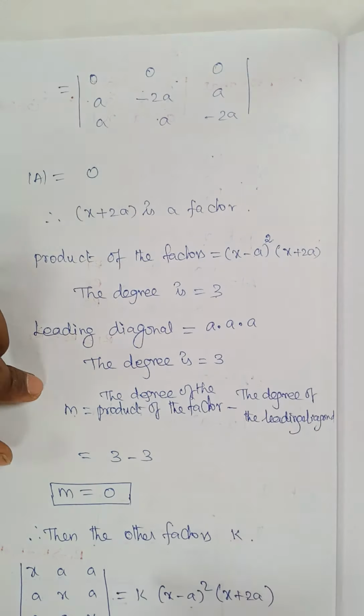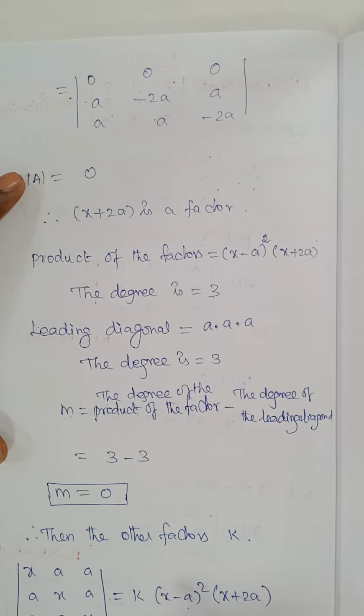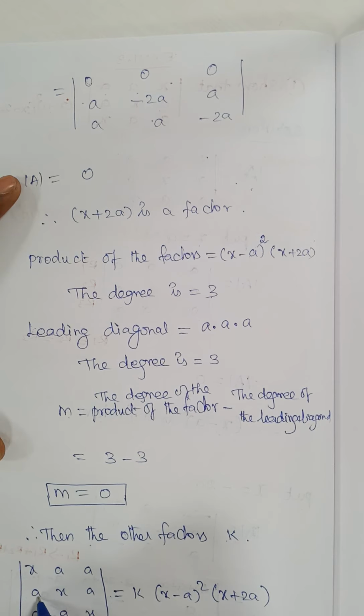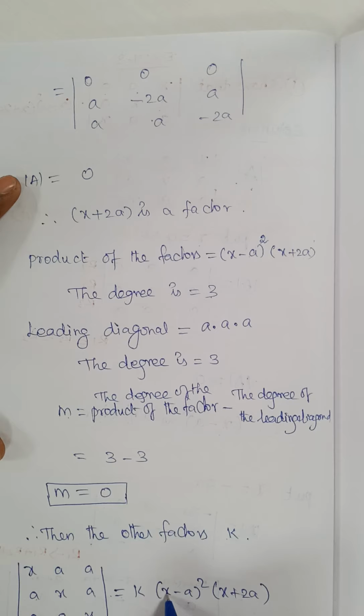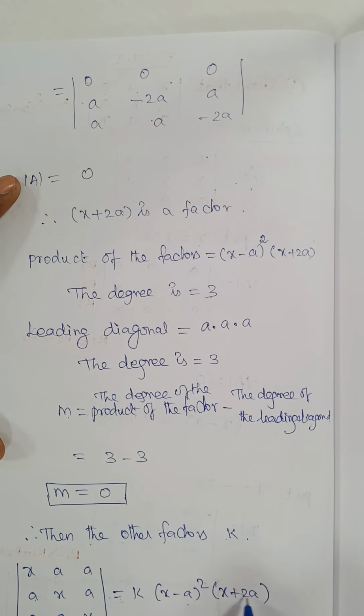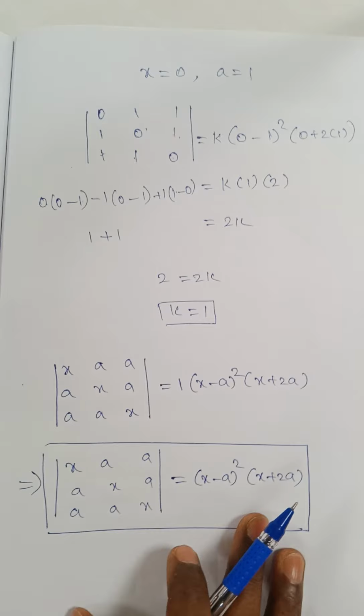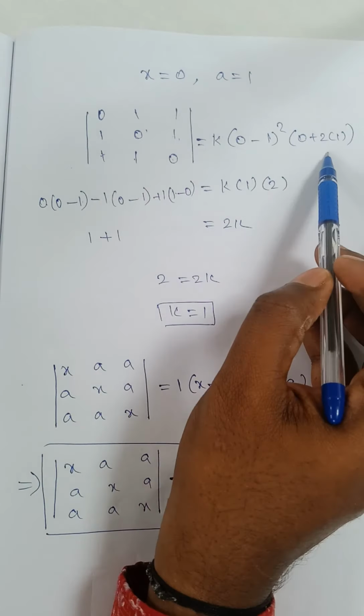So now I am going to find out the value of k. How? We can substitute any value for x and a. Any value you can take: one value for x, one value for a, any value of your choice. So now I am going to take x is equal to 0 and a equal to 1. So applying this, 0 1 1, 1 0 1, 1 1 0 is equal to k into (0 minus 1) the whole square into (0 plus 2 into 1). So I have substituted the values here.